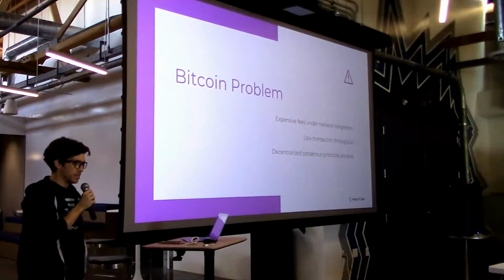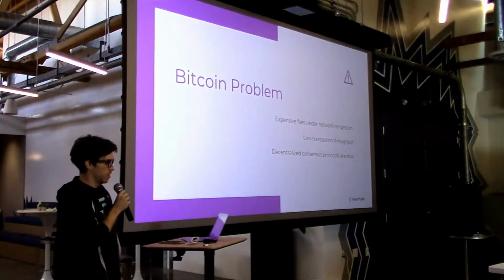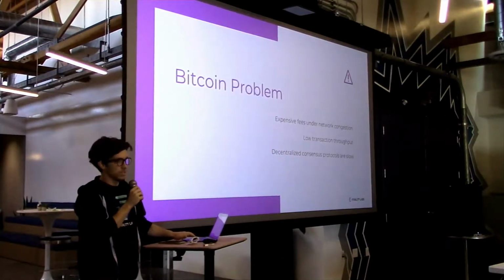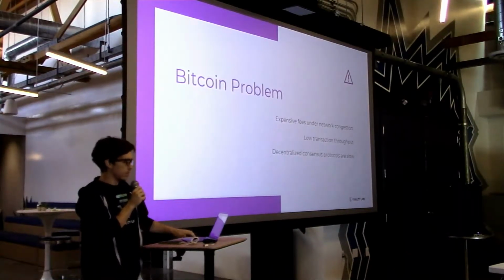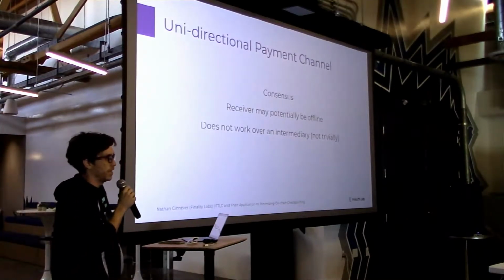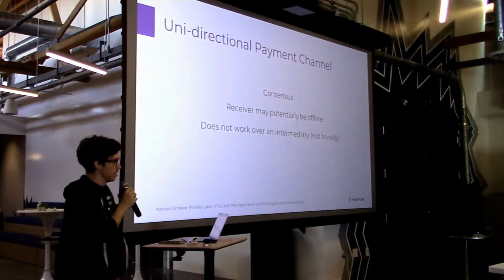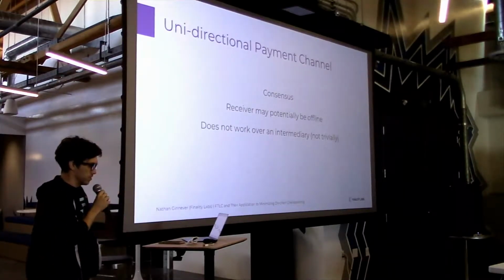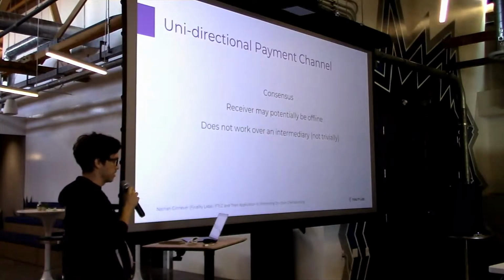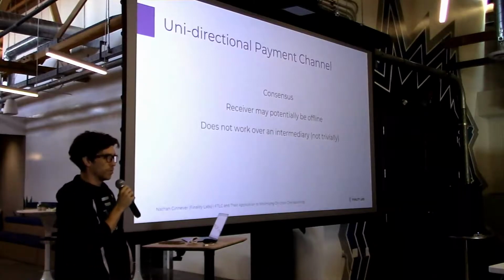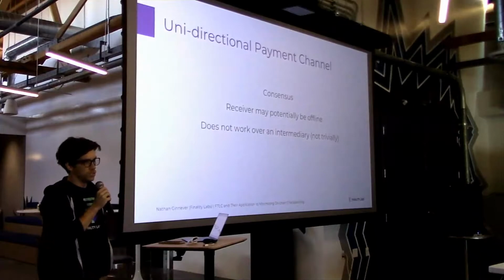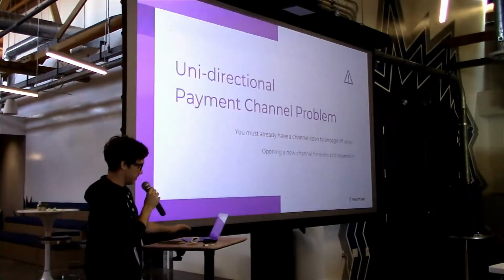There's a problem, as we all know, it's expensive, right? There's fees, there's low transaction throughput, and of course, just in general, decentralized consensus protocols are slow and hard to deal with. The first kind of concept to alleviate some of this pain on Bitcoin was the unidirectional payment channel. And it requires just one person signing funds over to somebody else. The receiver can potentially be offline for this, but it does not work over an intermediary, right? You can only just forfeit funds to somebody in the unidirectional payment channel.